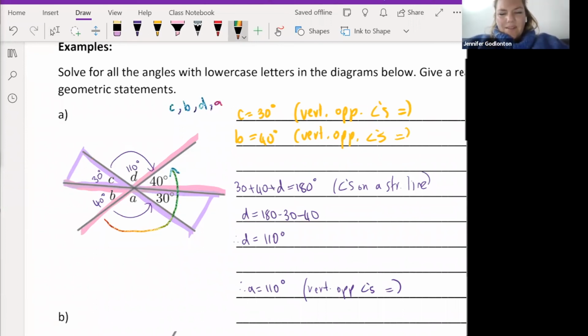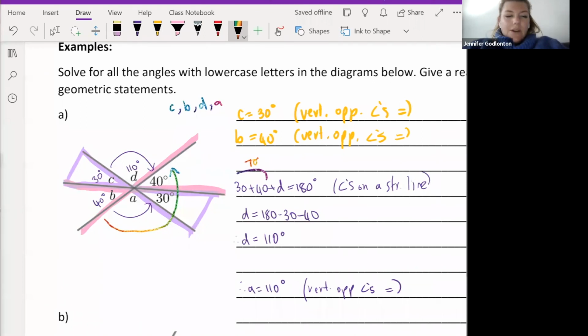Ma'am, is it okay if, before you wrote 180 minus 30 minus 40, I actually added 30 and 40 together, which gave me 70, and then I said 180 minus 70, which still gave me 110? 100% fine. Thank you, ma'am. Yeah, it doesn't matter at all what order it is.